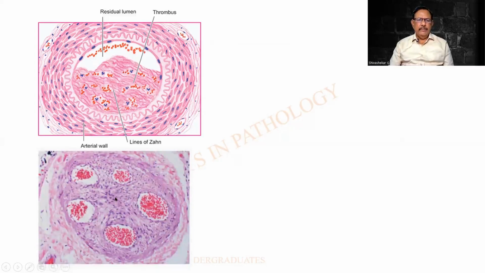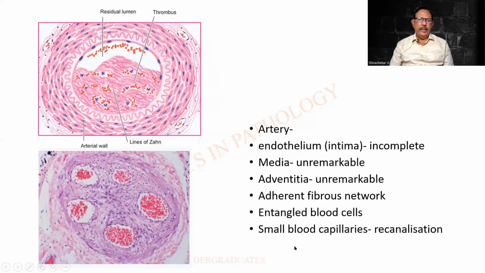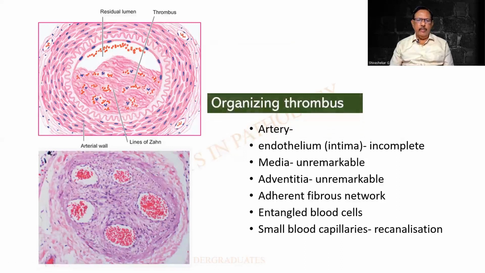Sometimes what happens is this structure is called the thrombus, and there can be holes or canalization of this. So it is called as recanalization. Small blood vessels appear filled with RBCs, and the whole one is an organizing thrombus. So these points you people should write. So the endothelium, the media, and the adventitia are unremarkable. Adherent fibrous network is seen, entangled blood vessels, and you find small blood capillaries. There is a recanalization that can be made out. So it is an organizing thrombus.